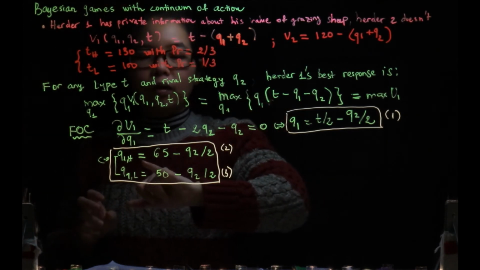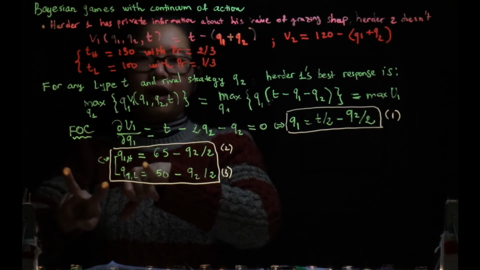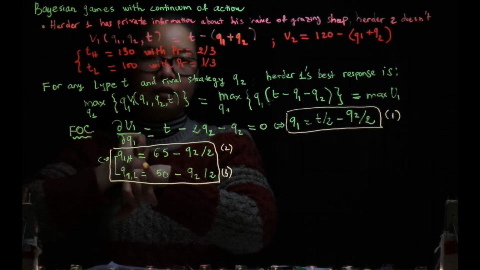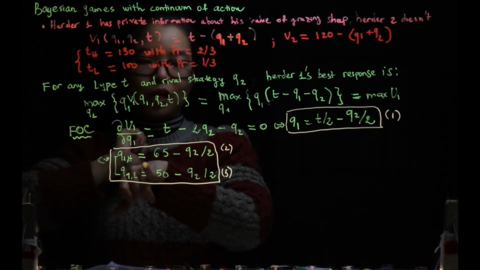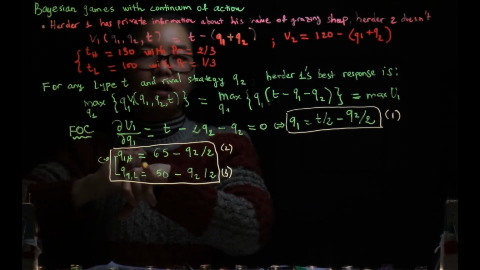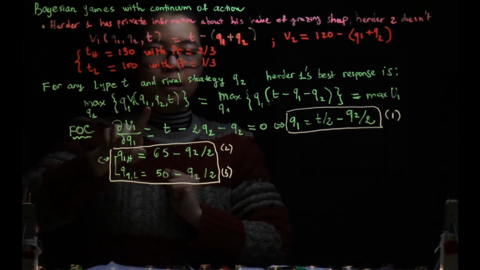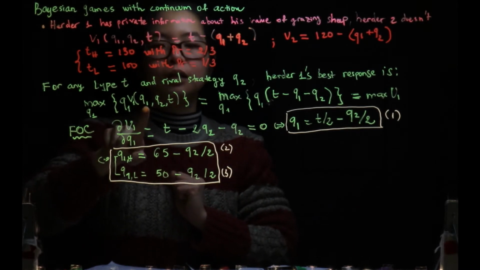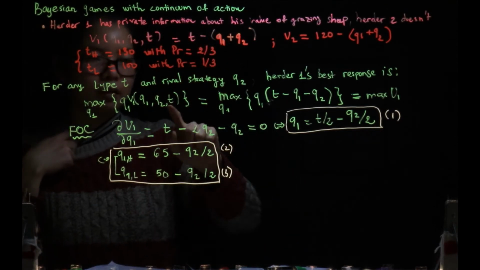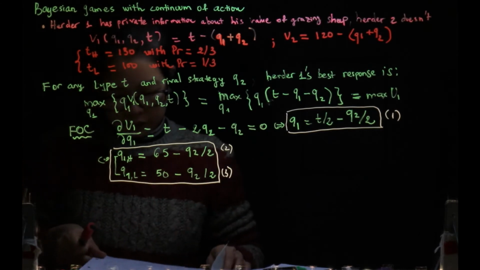Okay, so that is what we get. And this is the reason why you have learned before that the type has direct and indirect effects on the payoff of the player. It affected q1, and it also affected t over here, the direct effect. So that's the first thing.